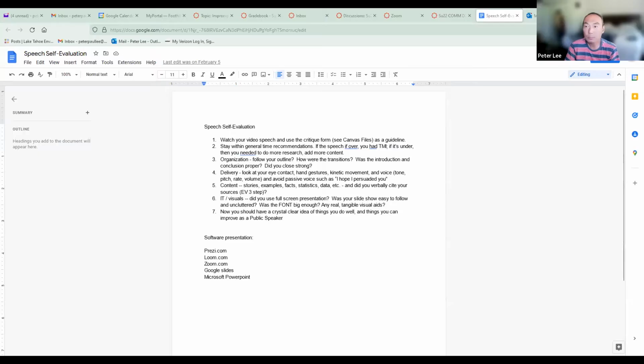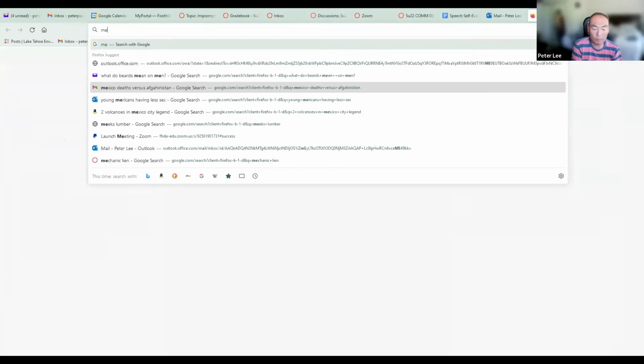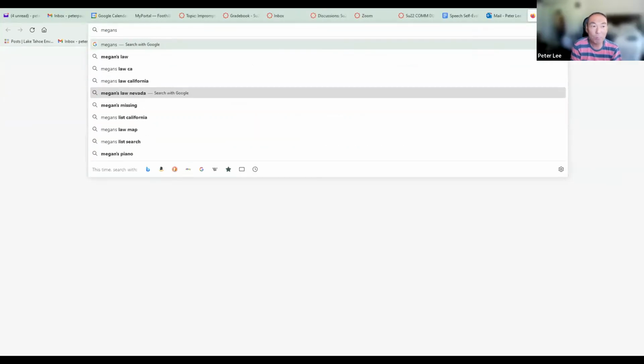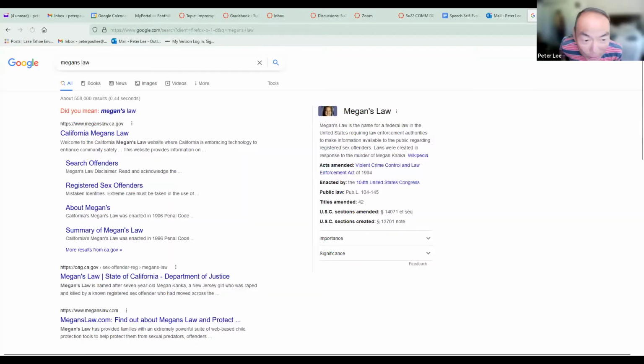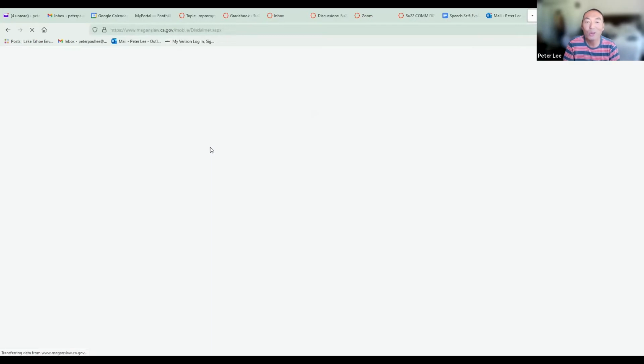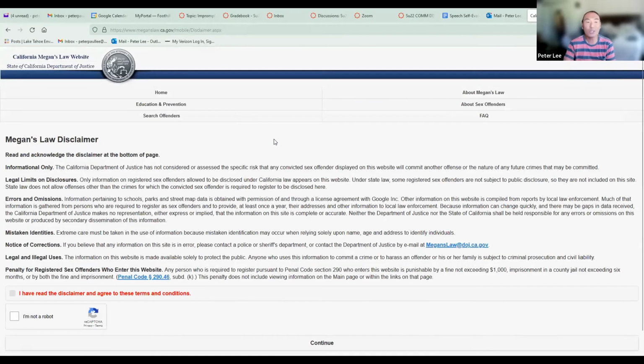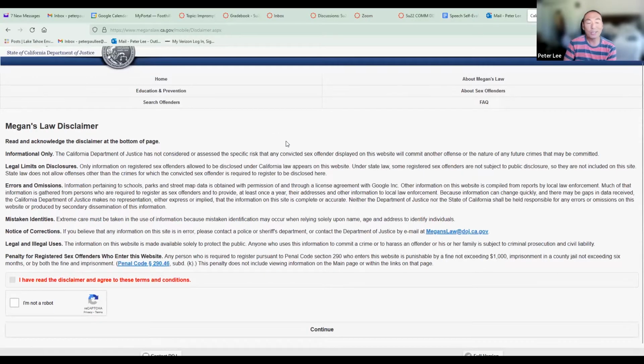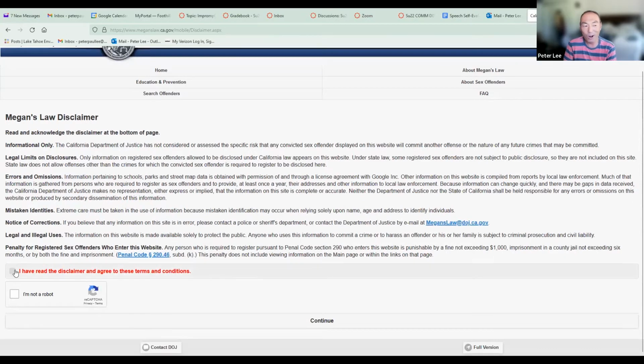I'm going to share a screen to show you the answer. It's sex offenders. It's called Megan's Law. So when you're a registered sex offender, you have to legally register your address and location. So basically everybody knows who you are, what you did, and there you go.